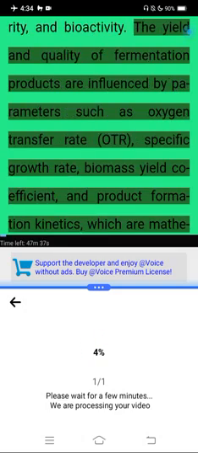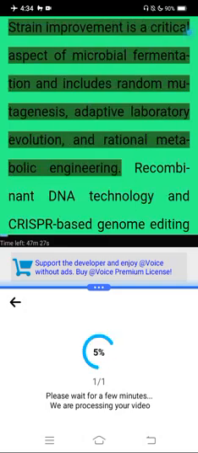The yield and quality of fermentation products are influenced by parameters such as oxygen transfer rate, OTR, specific growth rate, biomass yield coefficient, and product formation kinetics, which are mathematically modeled using Monod and other fermentation kinetics models.